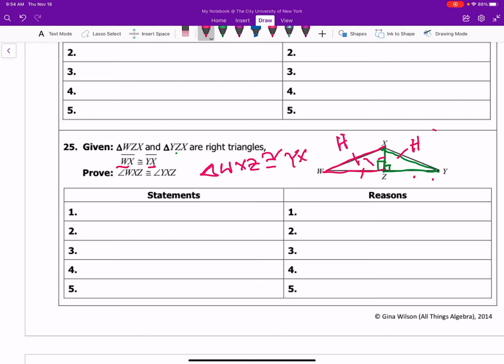Okay, so once you can prove that these two triangles are congruent, you can easily say WXZ is congruent to YXZ. All right, these two angles should be congruent. So that's it. Then why are these congruent? For this, CPCTC. All right, so I hope you should be good with this, and let's prove that. Okay, thank you.